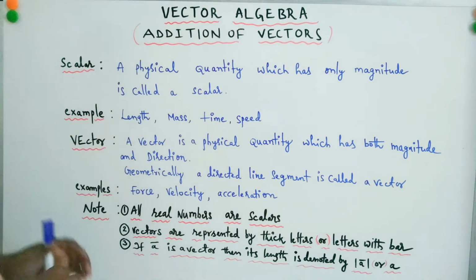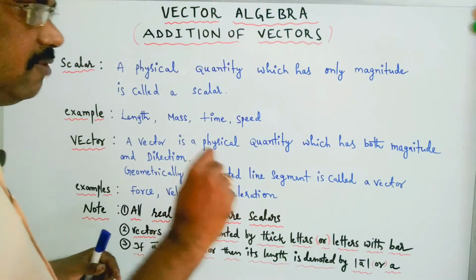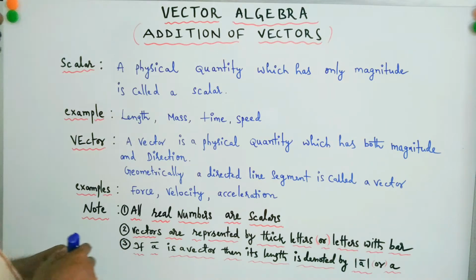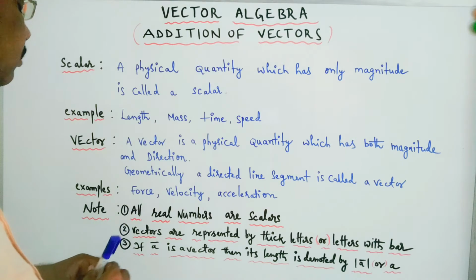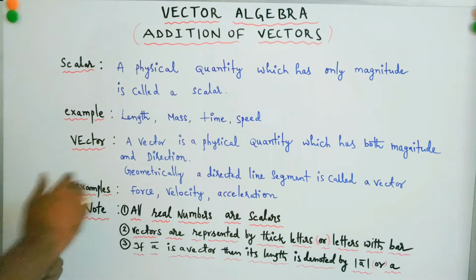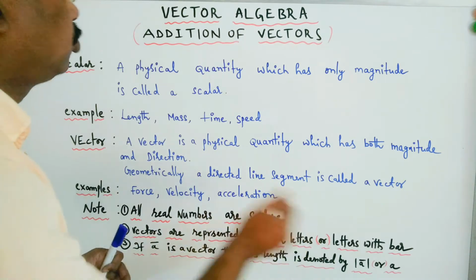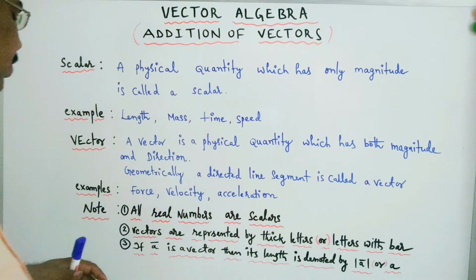What is a vector? A vector is a physical quantity which has both magnitude and direction. Geometrically, a directed line segment is also called a vector. Examples: force, velocity, acceleration. There are many such quantities.